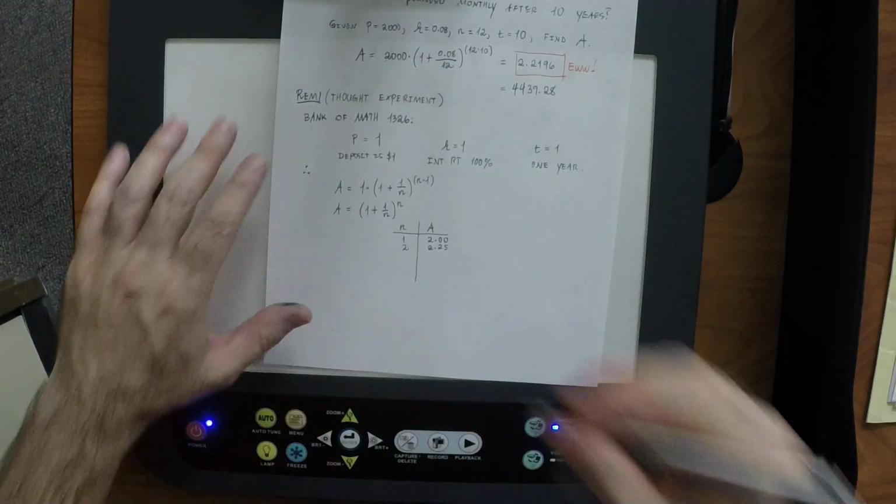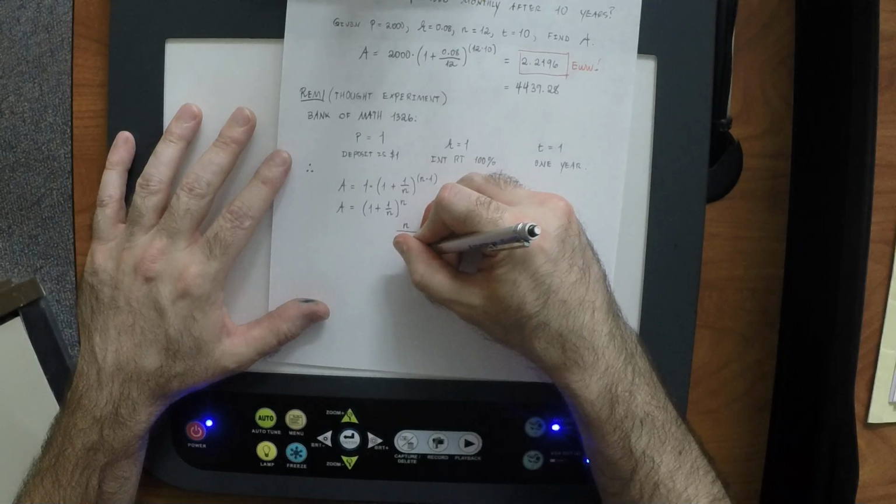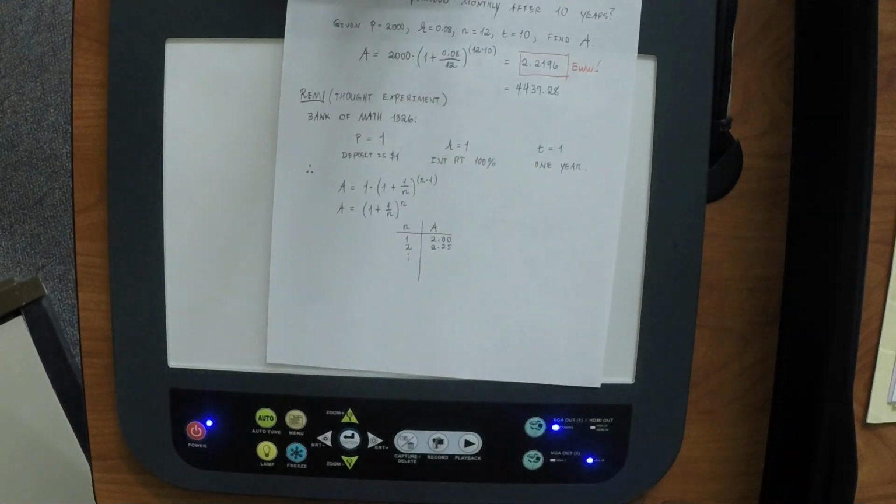All right, remember that the rules are that the Bank of Math 1326 requires P is 1, R is 1, and T is 1, but I leave the choice of n to you.